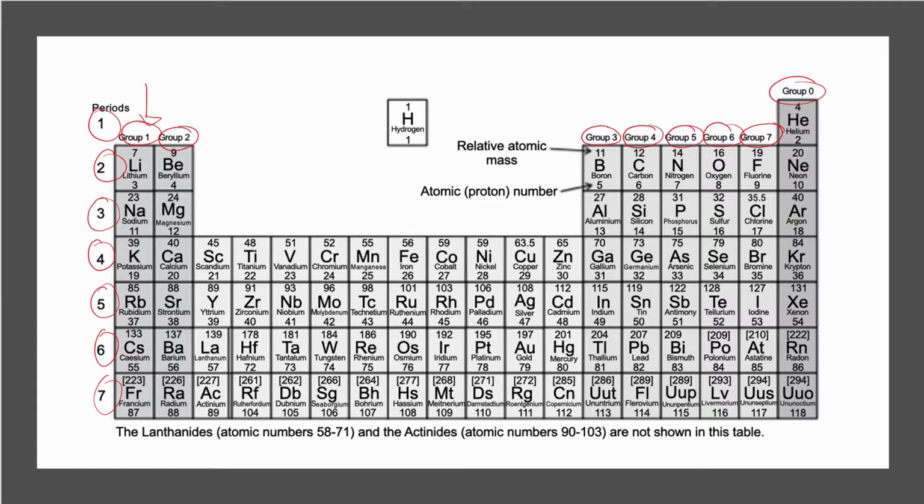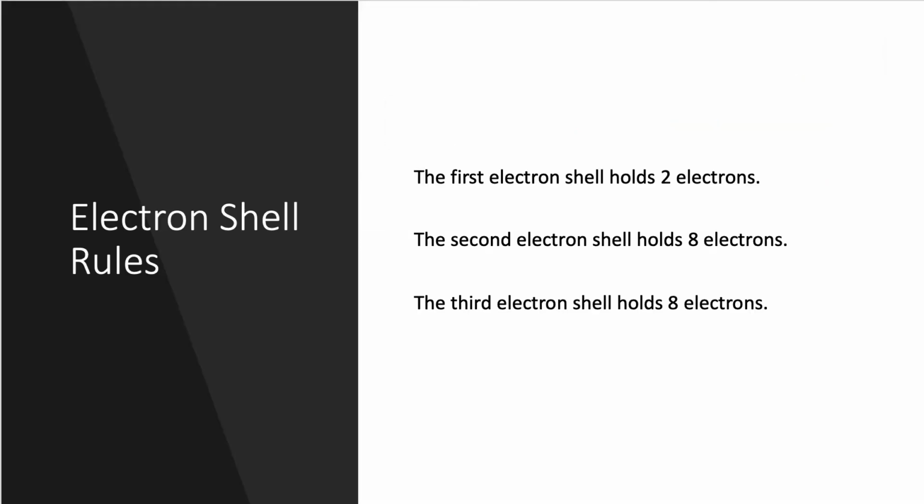So now we're going to have a look at some of the electron shell rules. In the center of an atom we have the nucleus, and in the nucleus there are protons and neutrons. So we have protons and we have neutrons. Electron shells orbit the nucleus. So over here I'm drawing the electron shells.